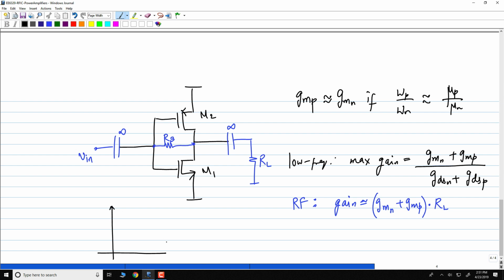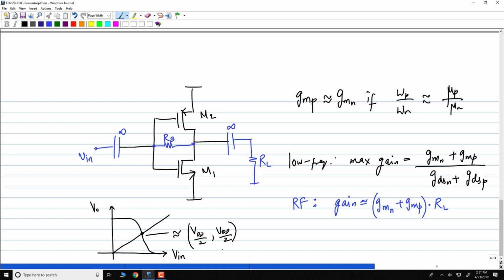Everyone is able to see this? If you look at the inverter characteristics, it looks something like this, correct? So if you do this, it will be biased at the midpoint of this characteristic. If you set Wp by Wn equal to mu p by mu n, and approximately the Vt's are the same, this will be approximately at VDD by 2, VDD by 2. If it's a completely symmetric system, the input bias voltage will be equal to the output bias voltage, which will be equal to VDD by 2.